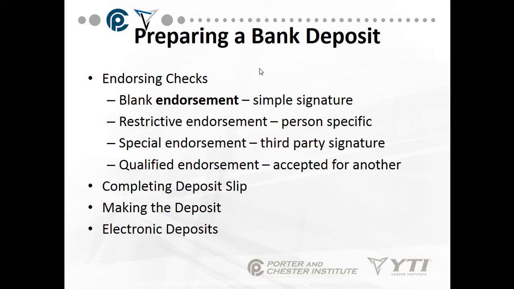A special endorsement is a third-party signature. Say you got in a car accident and your insurance company sent you checks to have the car fixed. So you take it to the auto body shop, and this is a third-party signature that you're handing the checks over to them. Qualified endorsement is accepted for another. So my endorsement is good for my son because right now he's in surgery.